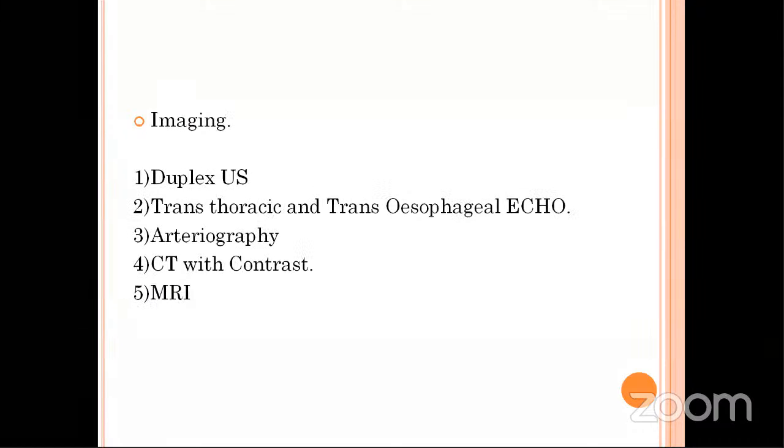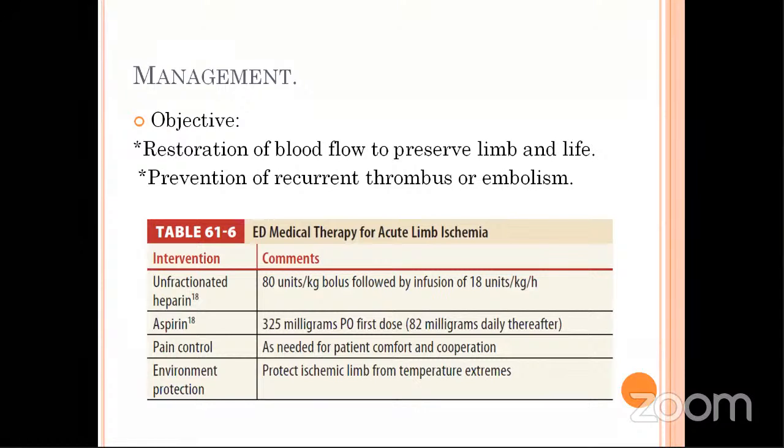Imaging: the most common modality used is duplex ultrasound. Transthoracic and transesophageal echo can give an idea in aortic dissection. Arteriography can assess the flow and the amplitude in the vessels. CT with contrast is the easily available imaging modality in ED. Also, MRI can be done. In management, the main objective of management is restoration of blood flow to preserve limb and life, and prevention of recurrent thrombus or embolism.